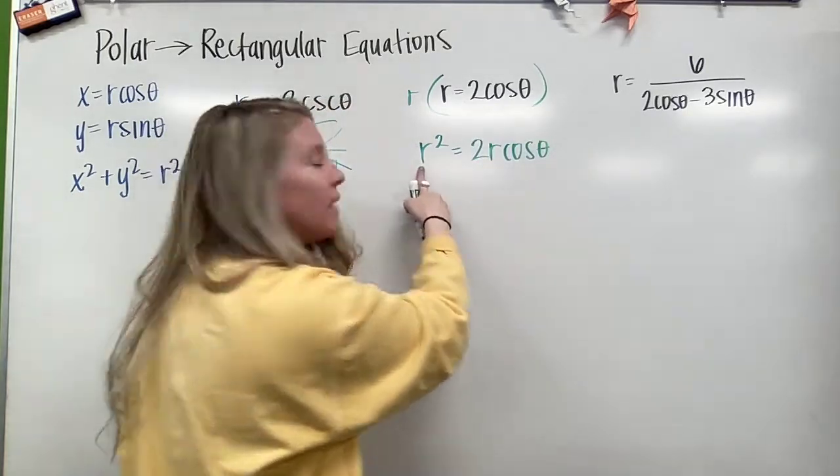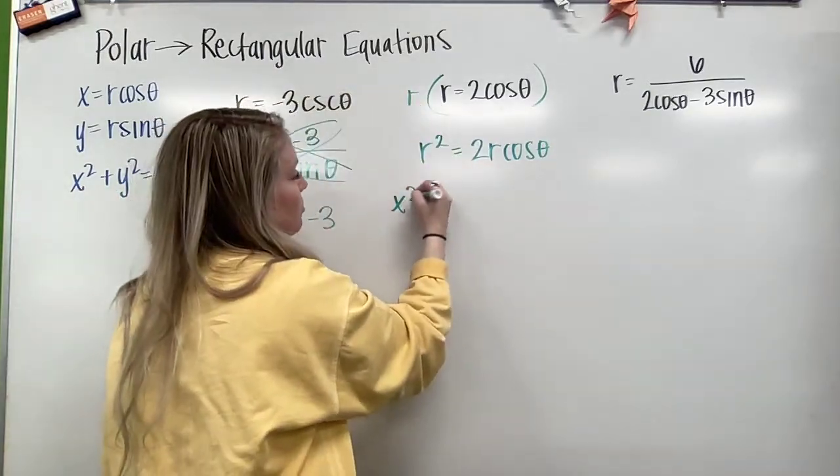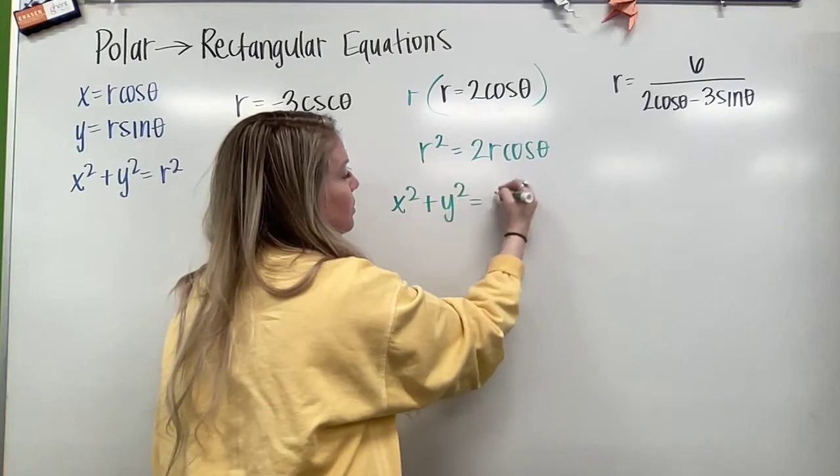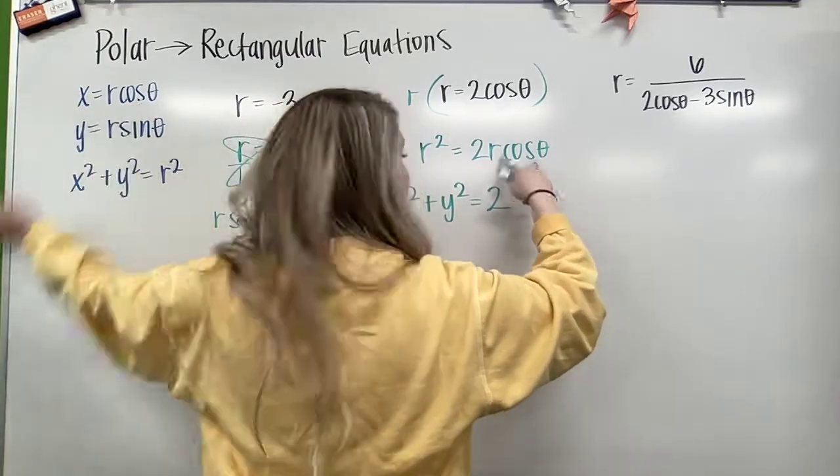Well, I know what r squared equals. R squared equals x squared plus y squared. So I'm going to make that substitution. And I know r cosine theta is x.